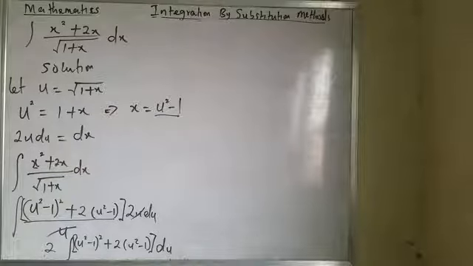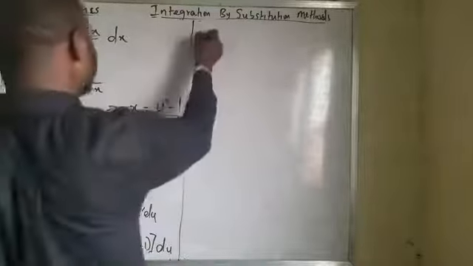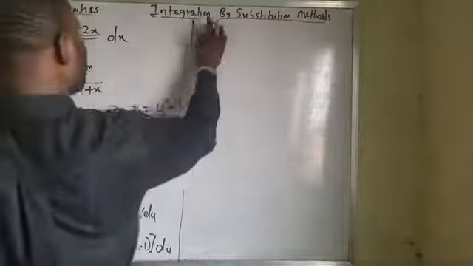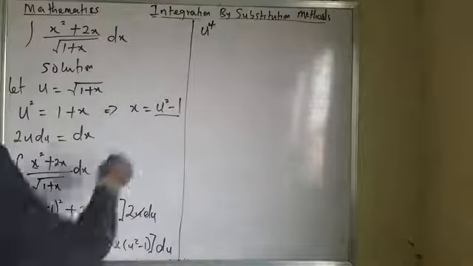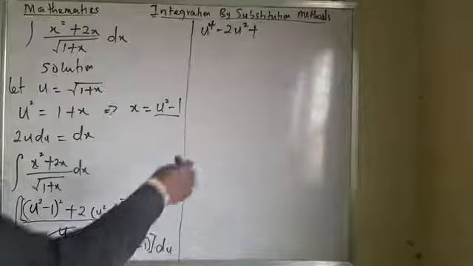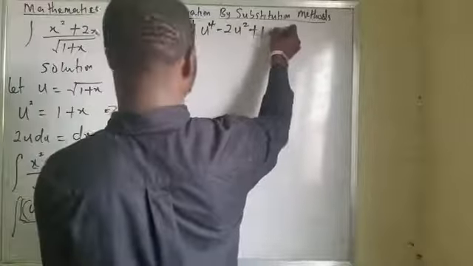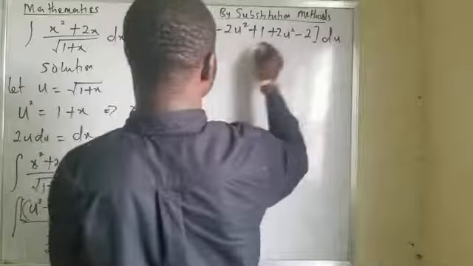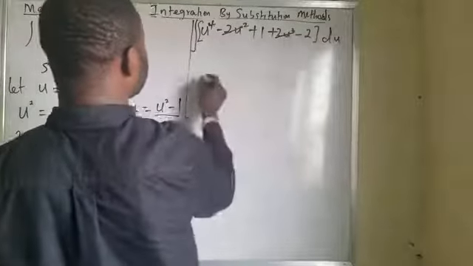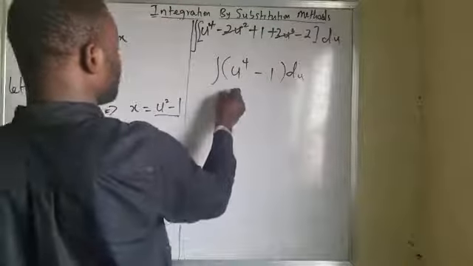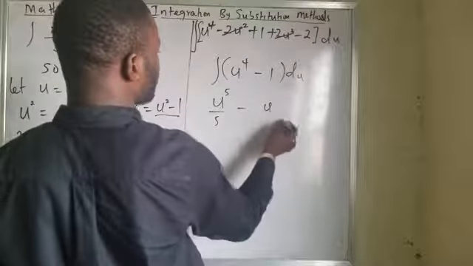Since I have that, I can now open the brackets. It means I'll have u raised to power 4, minus 2u squared, plus 1, and also plus 2u squared minus 2, all in brackets, with the integral with respect to u. This cancels this, and this and this become 1. It means the integral of u raised to power 4 minus 1 with respect to u, which gives u raised to power 5 all over 5, minus u, plus k.